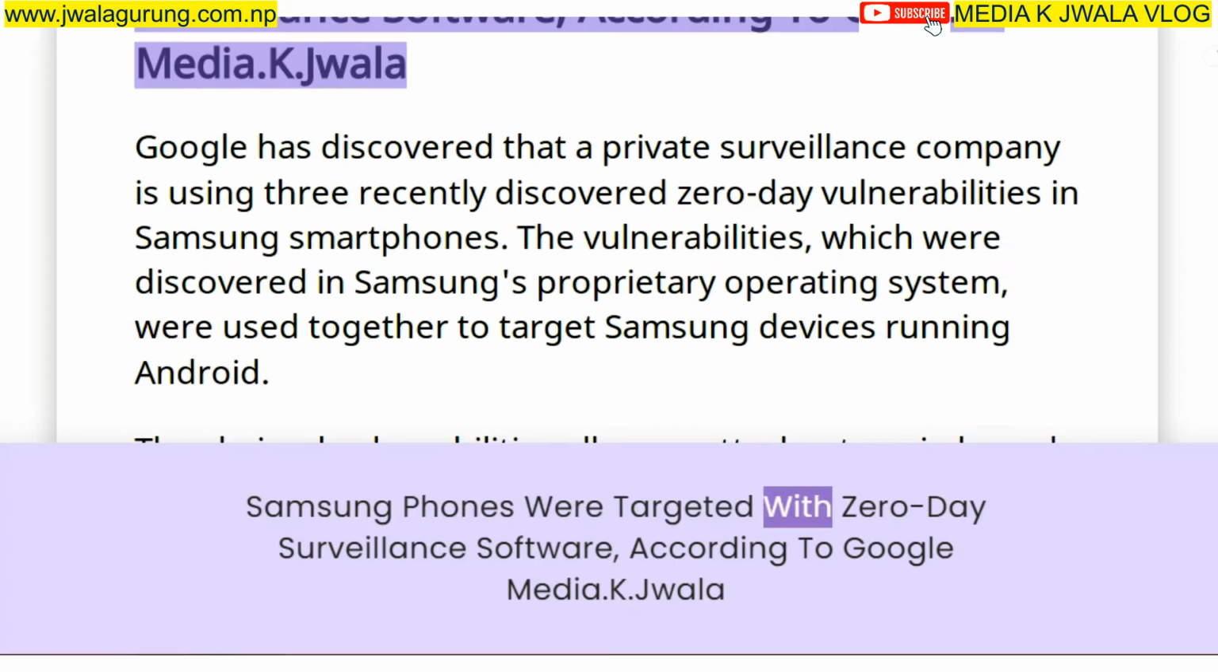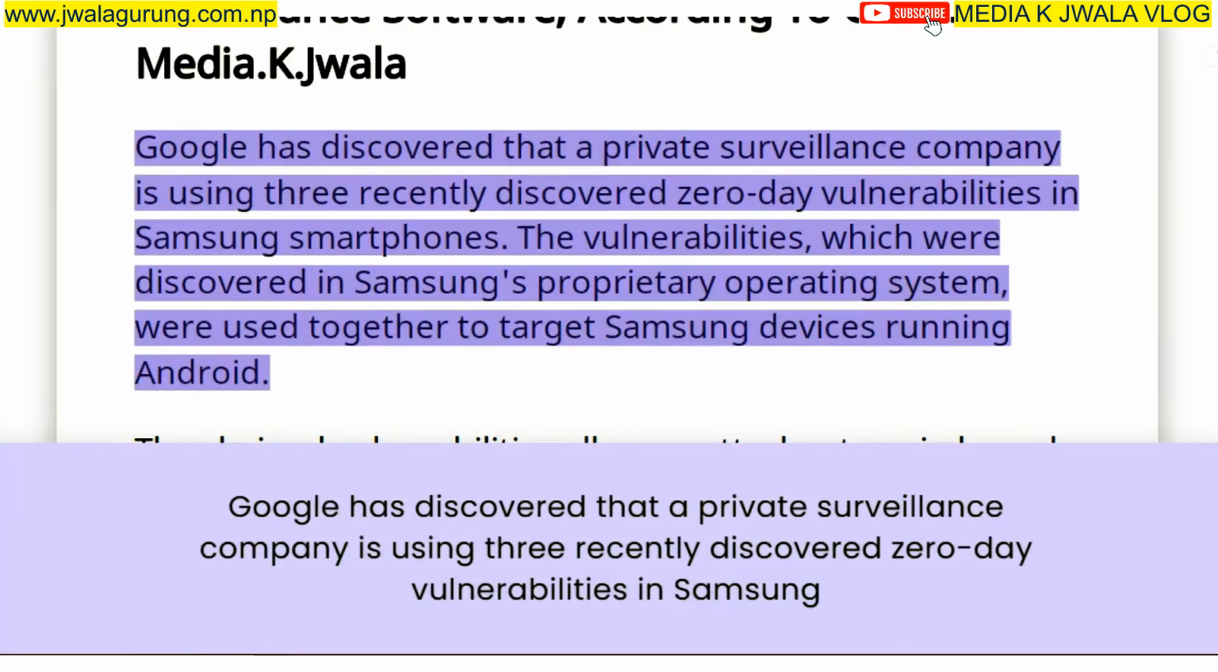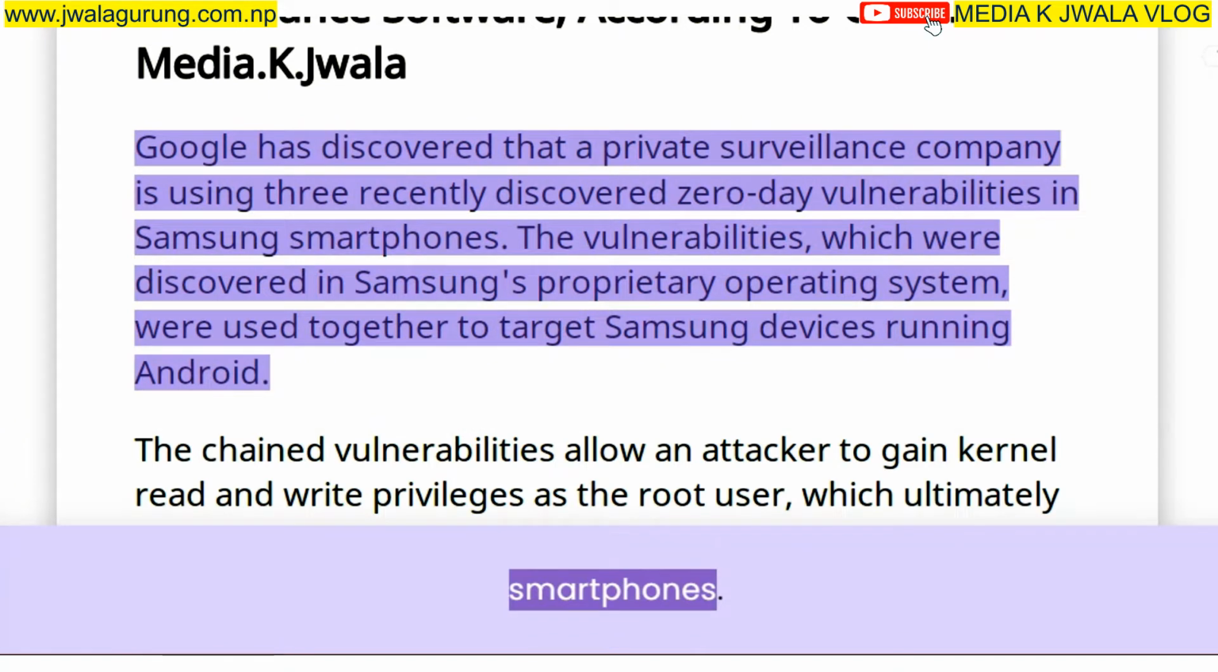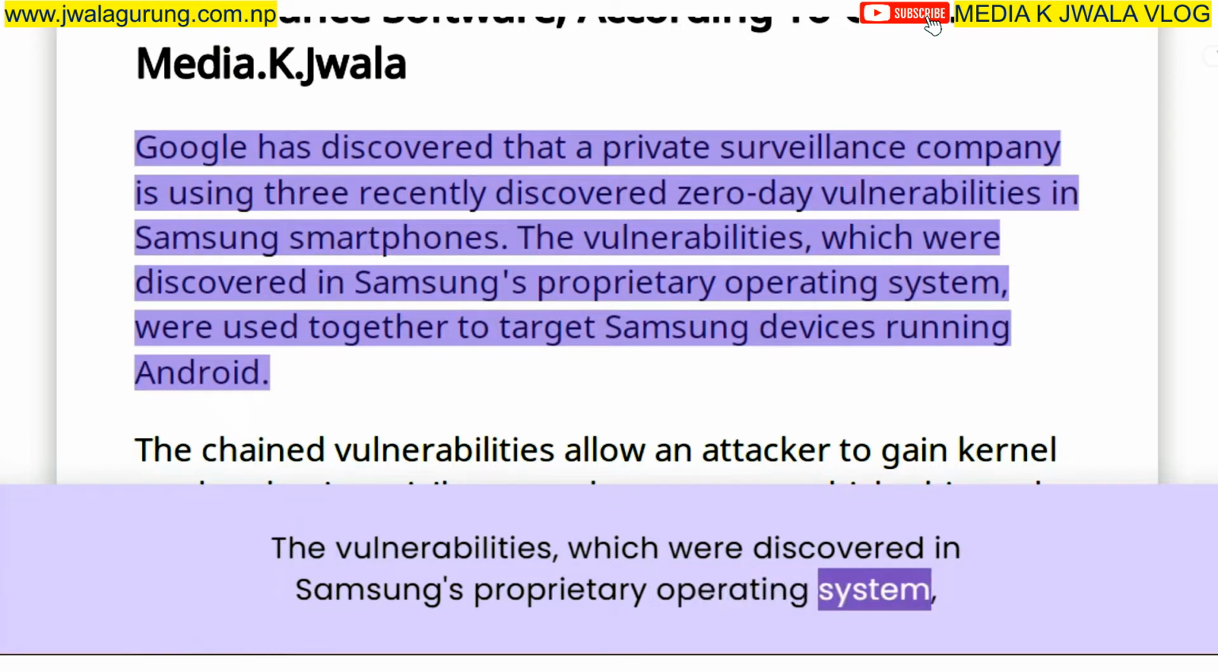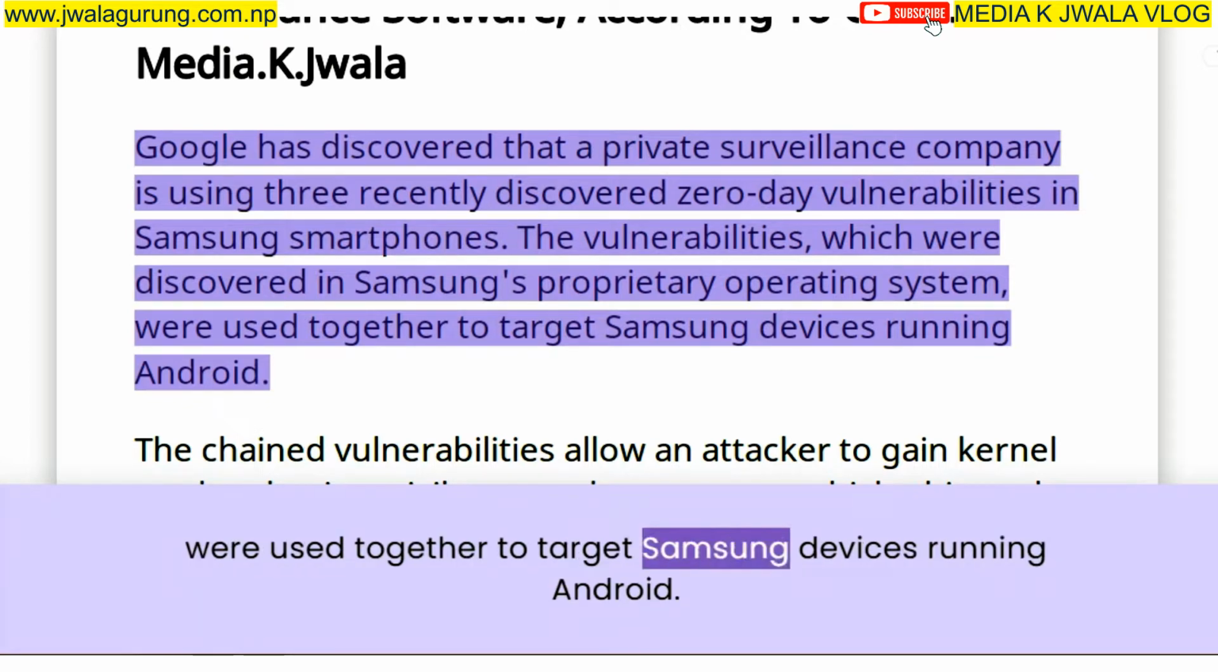Samsung phones were targeted with zero-day surveillance software, according to Google. Google has discovered that a private surveillance company is using 3 recently discovered zero-day vulnerabilities in Samsung smartphones. The vulnerabilities, which were discovered in Samsung's proprietary operating system, were used together to target Samsung devices running Android.